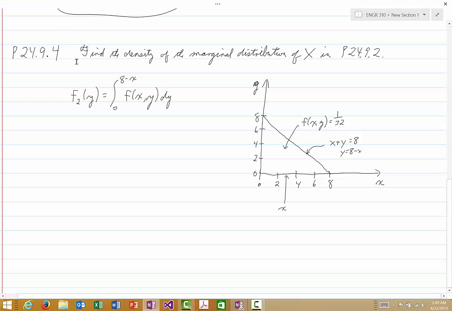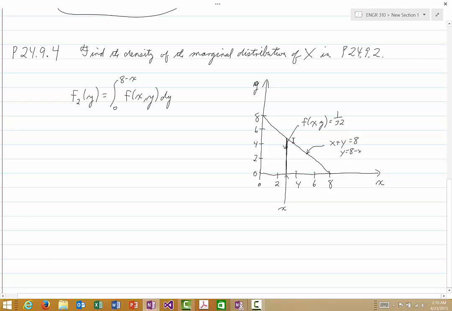So that's the upper limit. Notice we're just integrating from, we've picked our arbitrary x, and now we're going from the least possible y, which is 0, to the greatest possible y, which is 8 minus x. And notice that that depends on x. Obviously, if we chose an x over here, the greatest y would be larger. If we chose an x over here, the greatest y would be smaller.